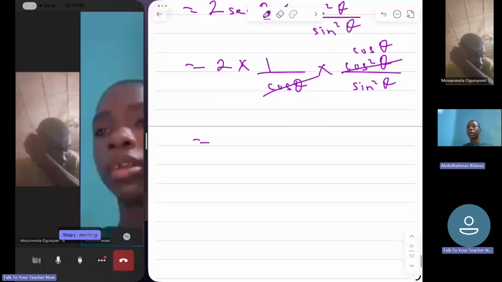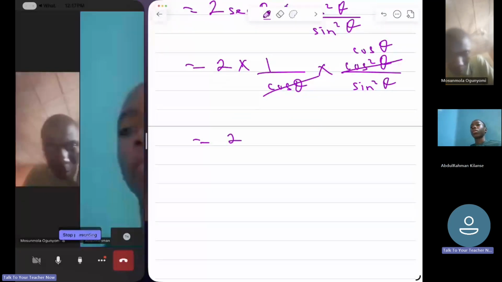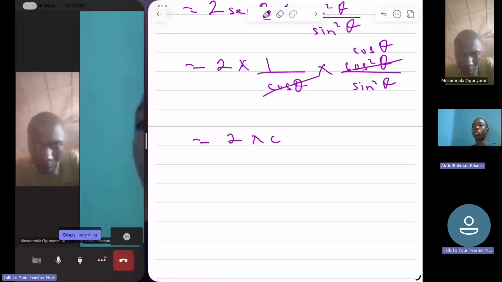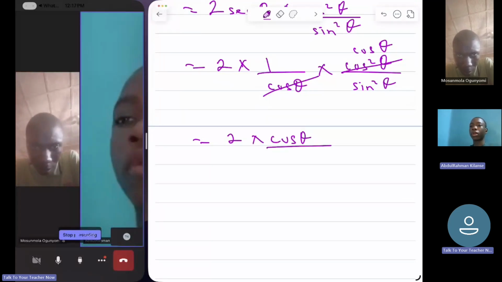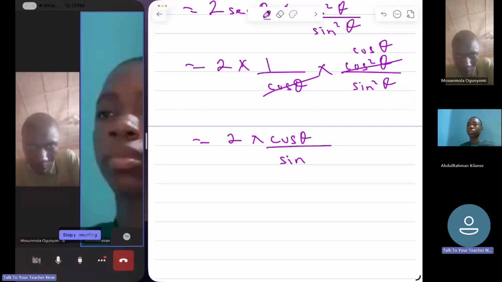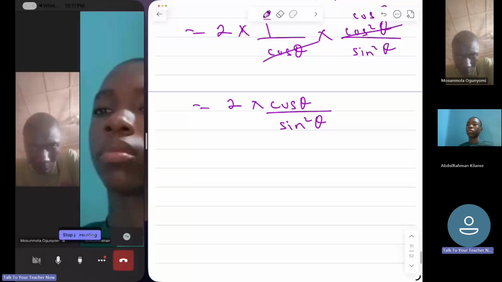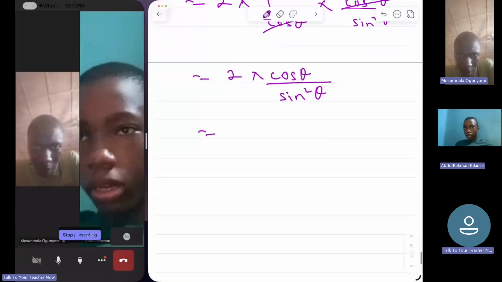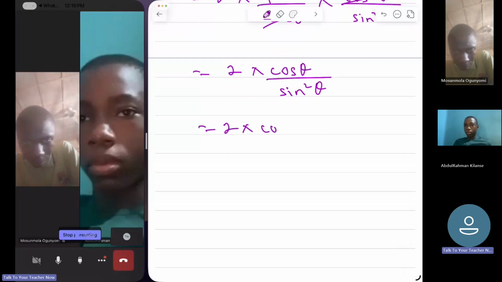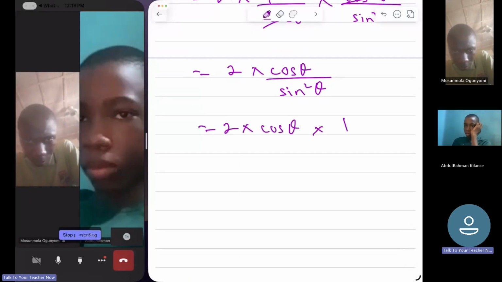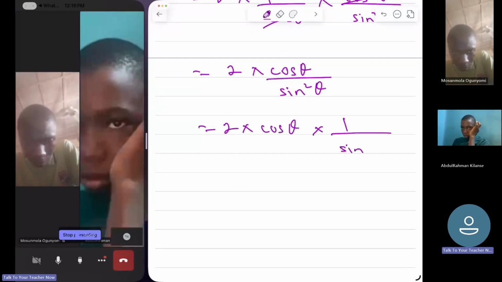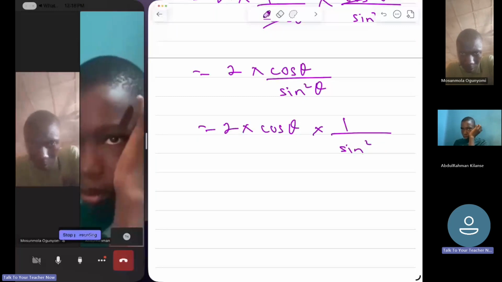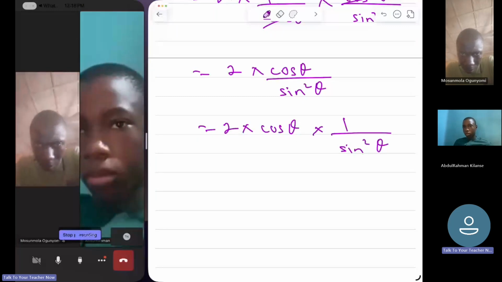And what do we have finally? You can already see the answer. That means 2 times cos theta over sin square theta. I want to write this step first. And that is same as saying 2 times cos theta times 1 over sine squared theta.